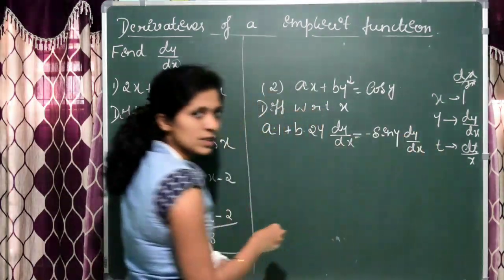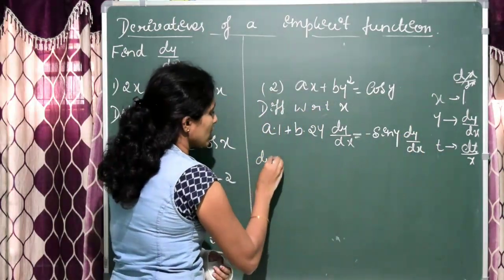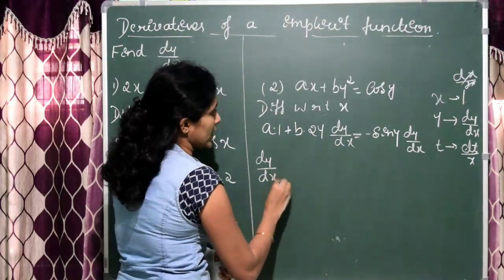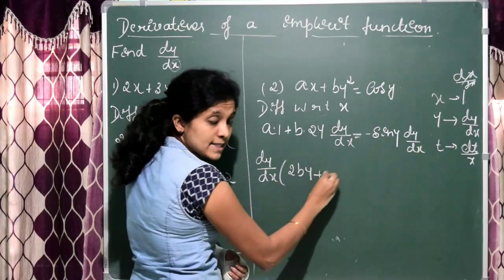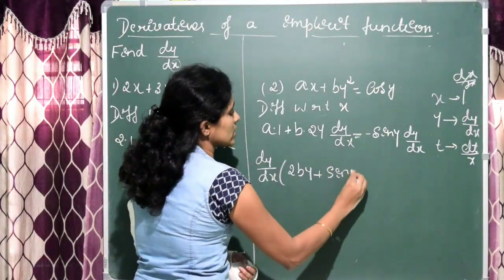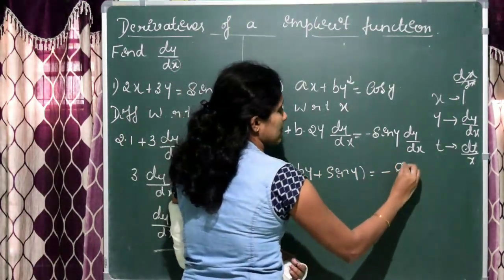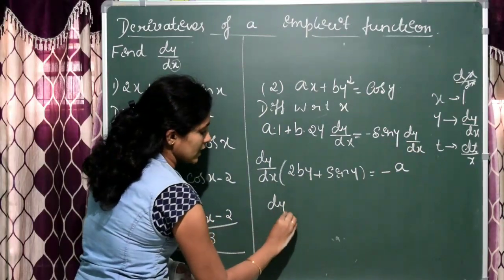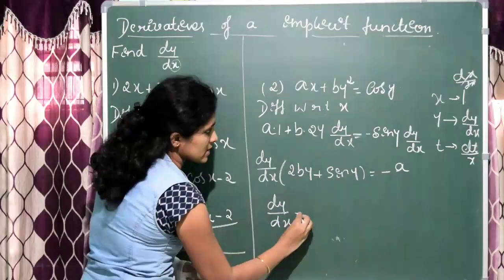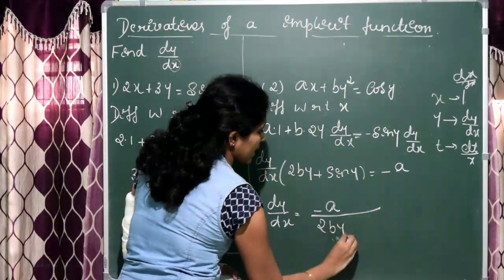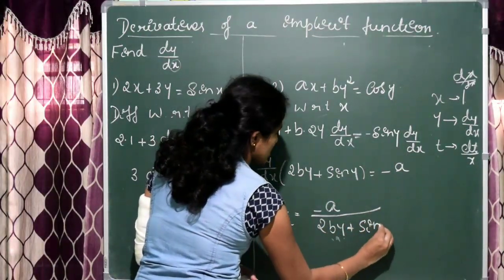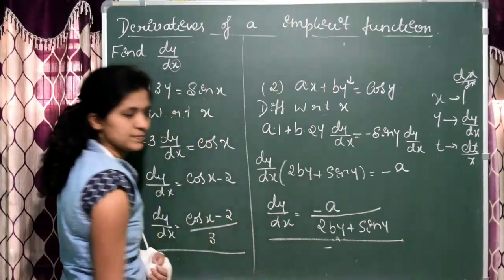Now we will collect the terms in the dy by dx. So this is now dy by dx into, so remaining here, 2by plus sin y. Is it clear? So this is equal to minus a. So by this we can say that dy by dx is equal to minus a divided by 2by plus sin y. So this is the derivative of a given function.